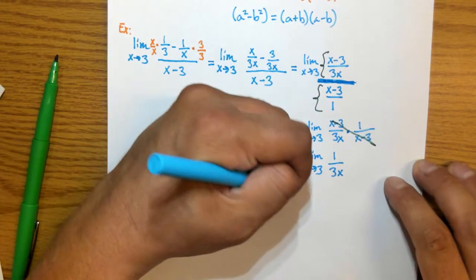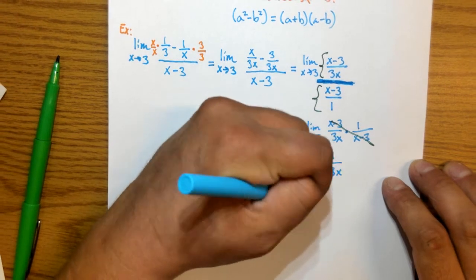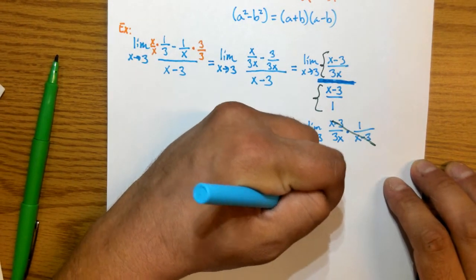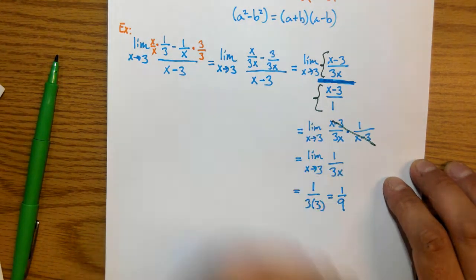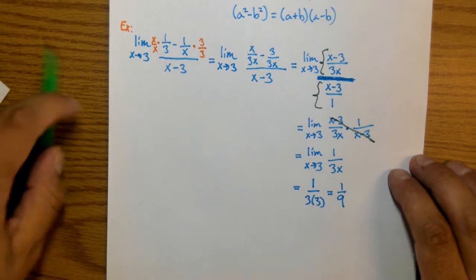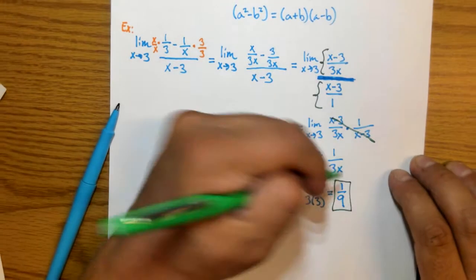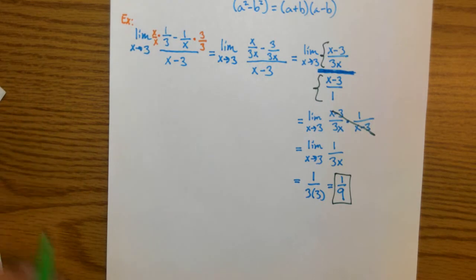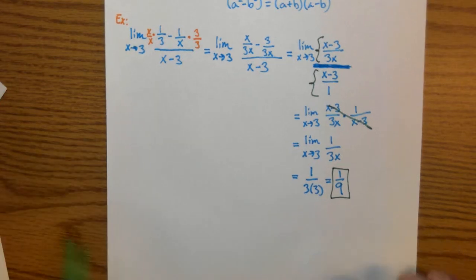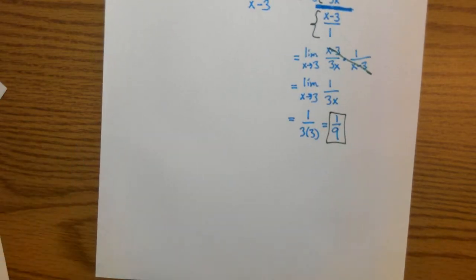So 1 over 3 times 3, which is just 1 over 9. That is the limit of this thing. So let's go over another example.